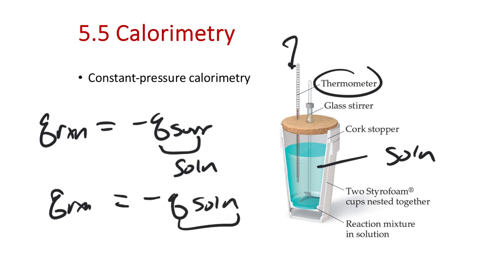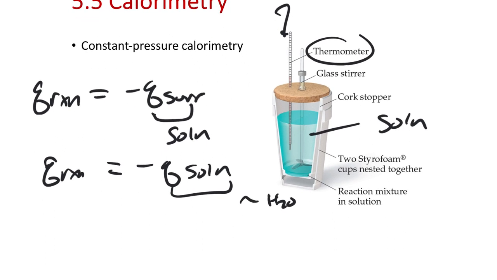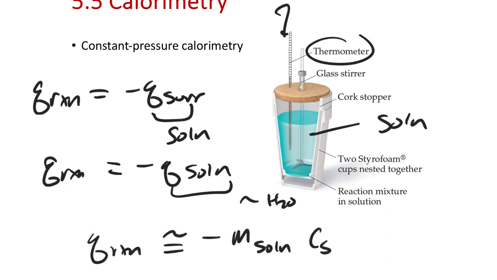And then the solution is mostly water. I mean, it doesn't have to be water, but in the examples we tend to use, the solution is mostly water. So you often see that the Q reaction is equal, or maybe approximately equal to, just the negative M solution times C S of the solvent, and then the delta T of the solution.